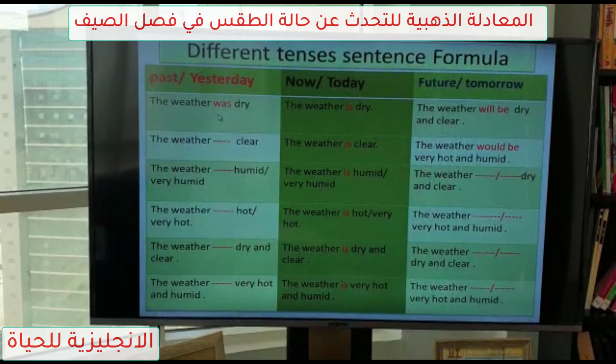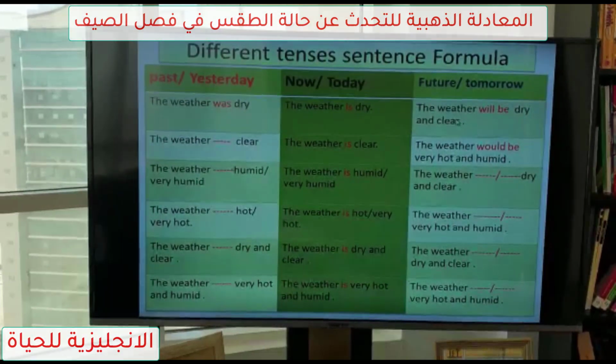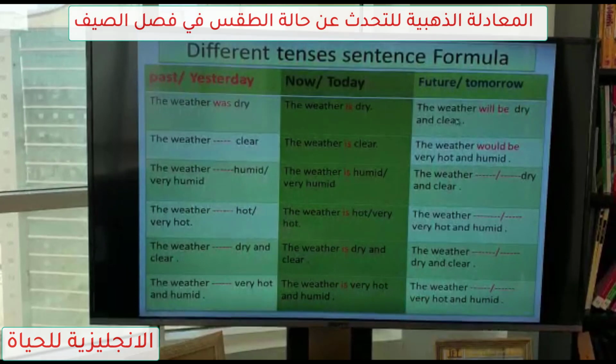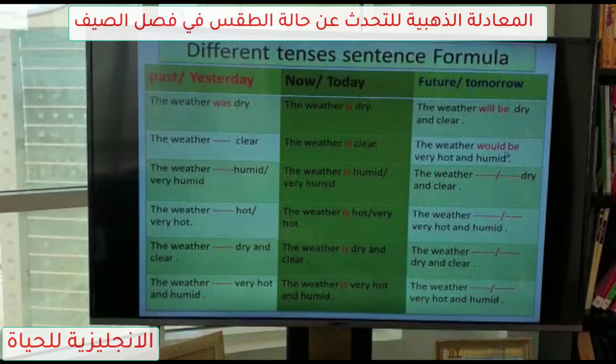So you can see that it is the same structure: subject, verb, adjective, but the verb in the past. Here, subject, verb, adjective, but the verb today. What about future? If I want to predict the future, I can say the weather will be dry and clear. The weather would be very hot and humid. So I remind you that I can use will be or would be.